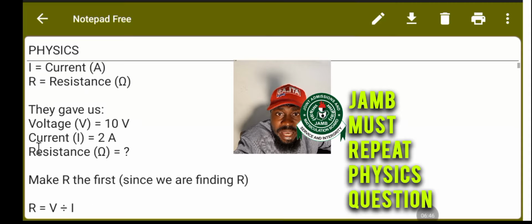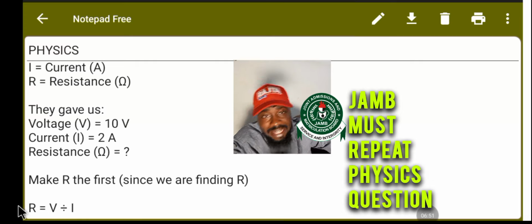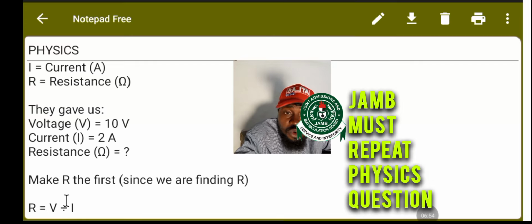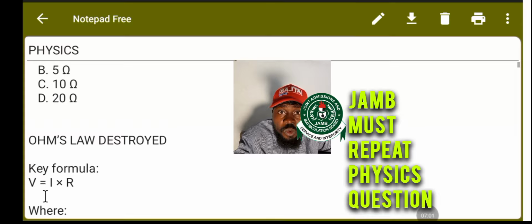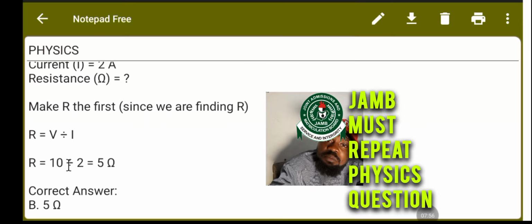So making R the subject of the formula, with the normal basic mathematics, when you bring R to this side, it becomes V over I, that's voltage over current I. When you make R the subject of the formula, R comes to this side, and you are now left with V. Because you brought R to this side, it now becomes V over I.